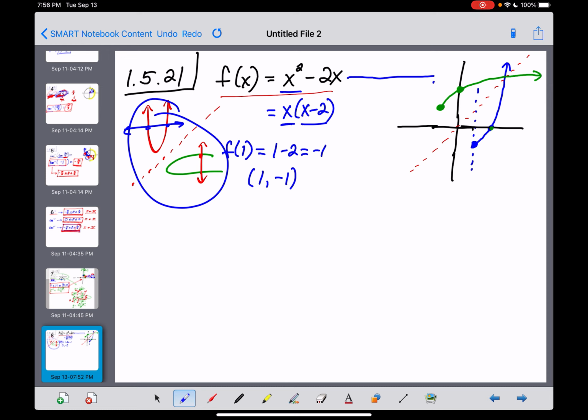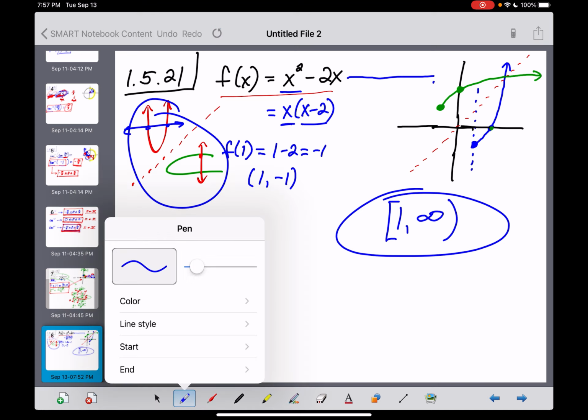The original blue curve is only existing on a domain starting from 1 and going to infinity. It does include 1, but of course the infinity is always going to be a parenthesis. So that's going to be our domain right there. So determine a domain on which f inverse exists. Okay, got it right here. And then find a formula for f inverse in that domain. So let's get working on finding that formula.